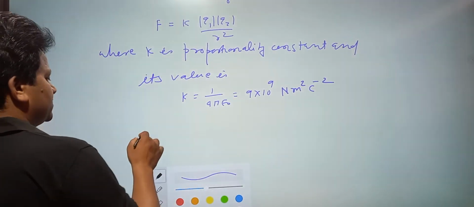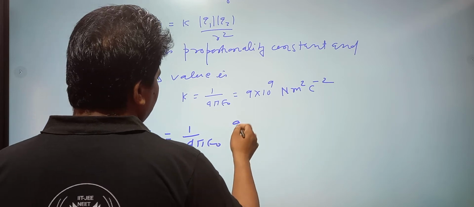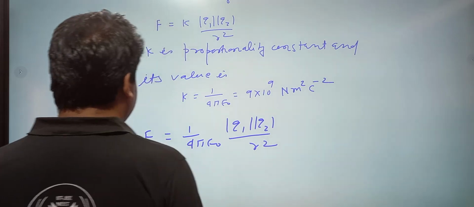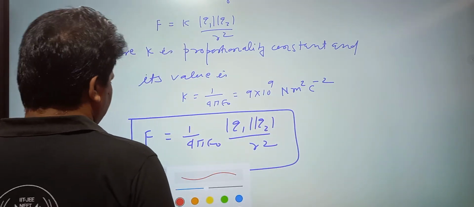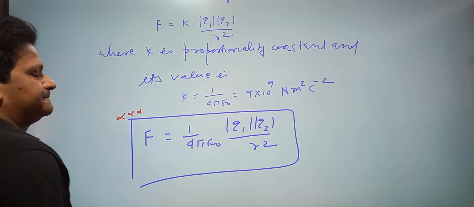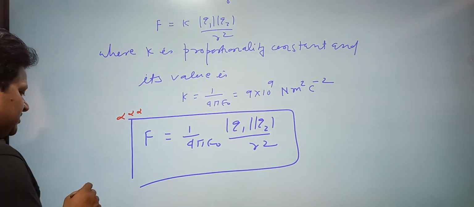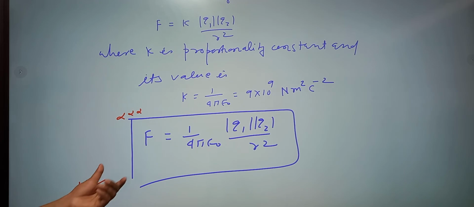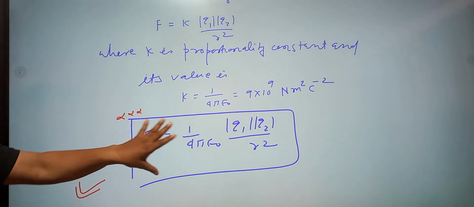What will be the force? F is equal to 1 upon 4 pi epsilon naught Q1 Q2 upon r square. This is the final expression. In the 12th examination, you should write up to the expression of force.